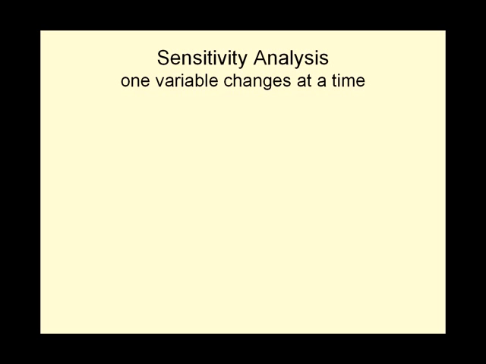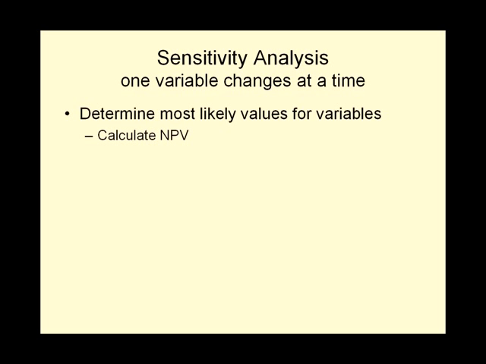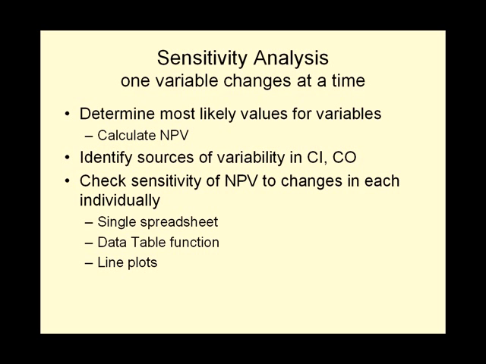All of our risk analysis techniques start at the same place. We determine the most likely values for variables that determine net present value, and these variables are the cash inflow and cash outflow determinants. And then we calculate net present value. Then we identify potential sources of variability in cash inflow and cash outflow. Next, we check the sensitivity of net present value to changes in each variable individually.